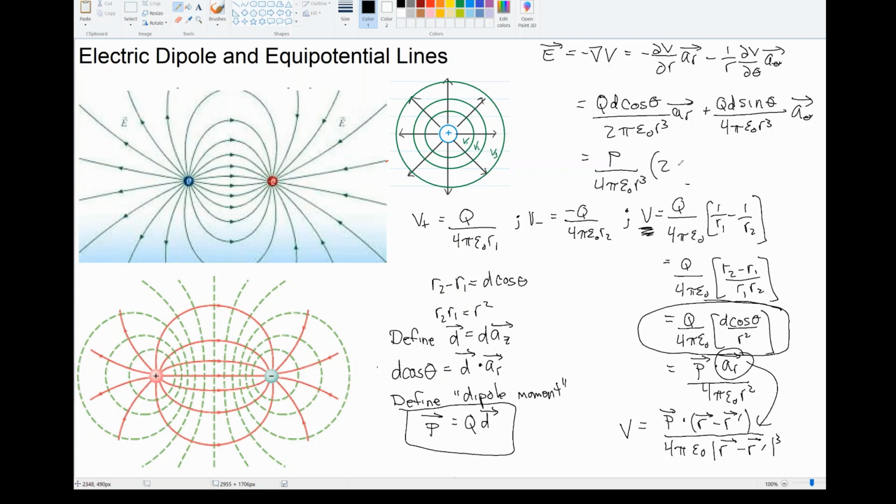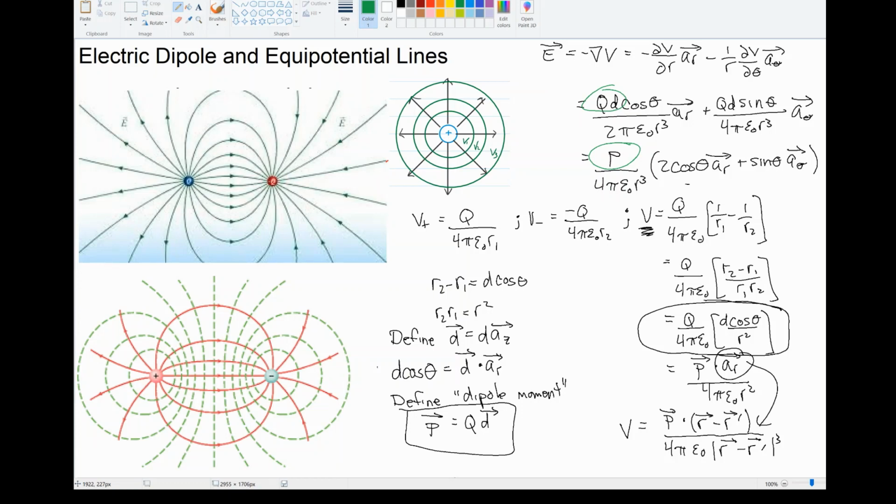Factor all that out, we're left with twice the cosine of theta in the r direction plus the sine of theta in the theta direction. And p here, in keeping with the notation, is the magnitude of the dipole moment. So the magnitude of this dipole moment is q times d without the arrow. And so you see here we have q and d without the arrow. All right, so that's the electric dipole.